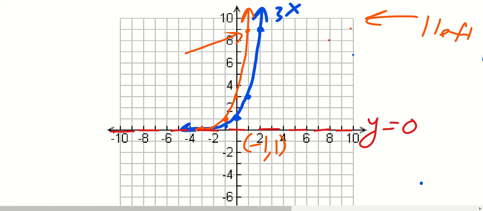The graph that's in orange here would be the graph of 3 to the x plus 1. It was found by knowing the parent graph's shape of 3 to the x, recognizing that we're adding 1 inside of the function, and we recall from our transformations that the effect that has is it shifts the graph to the left 1 unit.